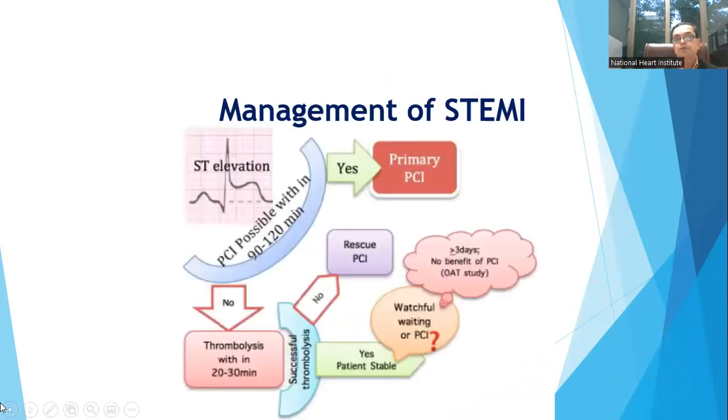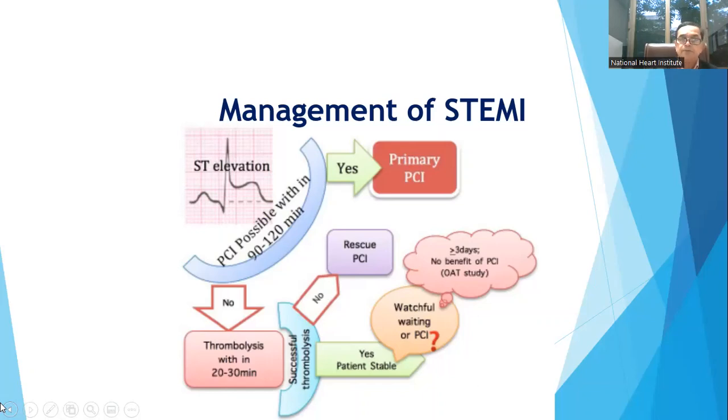So as of today, what should be our strategy for managing ST elevation MI? Yes, in a patient with ST elevation MI who presents where there is a possibility of performing PCI within 90 to 120 minutes, primary PCI is the therapy of choice. But if there is a delay, we should go for thrombolysis. Once thrombolysis is achieved and the patient is stable, watchful waiting can be adopted, and within 24 hours the patient can be transferred to a PCI-capable center where a diagnostic angiogram can be performed, anatomy can be defined, and a proper revascularization strategy can be planned.